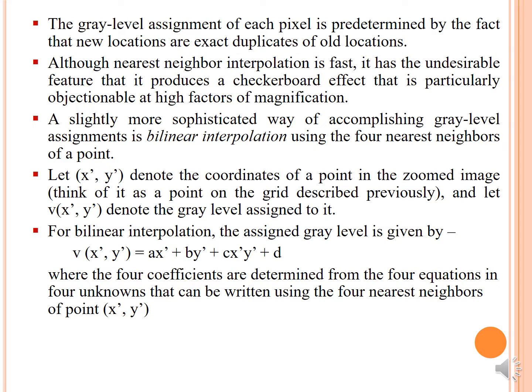For bilinear interpolation, the assigned gray level is given by v(x', y') = ax' + by' + cx'y' + d, where the four coefficients are determined from the four equations in the four unknowns that can be written using the four nearest neighbors of point (x', y').